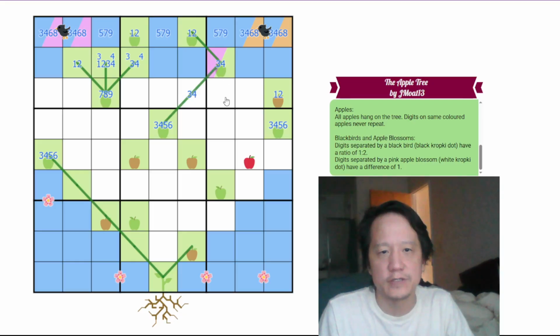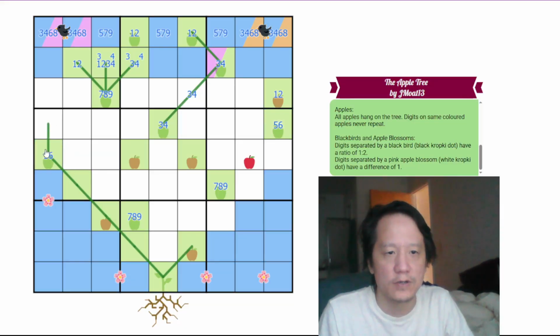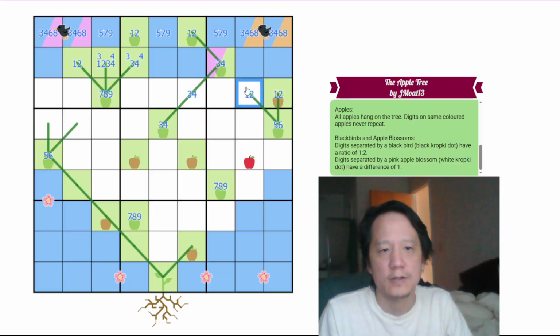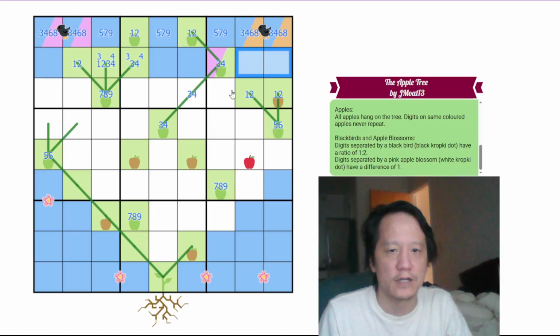So then expands here and here. This is a 3 or 4. That means the rest of the apples are not 3 or 4. This must be 7, 8, or 9. These have to be 5 or 6. So this expands both here and here, here, here, and here. This stops. This must stop also, because otherwise it will expand to here, which is not allowed.